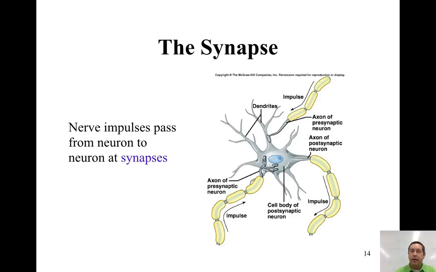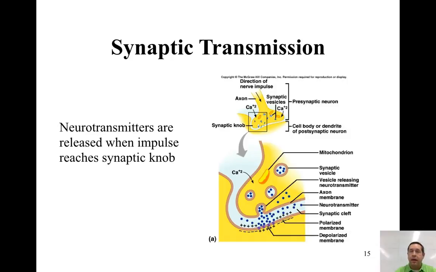And again, when we say junction, it's a little misleading because they're not physically connected. They're very close, but not physically connected. So the nerve impulse, the signal, is going to go from one neuron to another neuron or from a neuron to an effector at a synapse. And so to cross the synapse, that electrical signal can't simply jump across the synapse. So it is changed into a chemical signal with the release of chemicals called neurotransmitters.